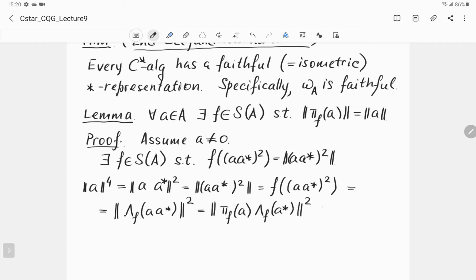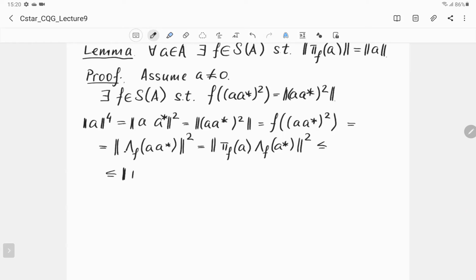So now we can estimate this as follows. This is less than or equal to the norm of the operator pi f of A squared, multiplied by the norm of lambda f of A star squared, which is again the same as f of A star A. And finally, since f is a state, we can estimate the second number here as the norm of A star A, sorry, the norm of A star, which is the same as the norm of A squared. This is because the norm of f is 1.